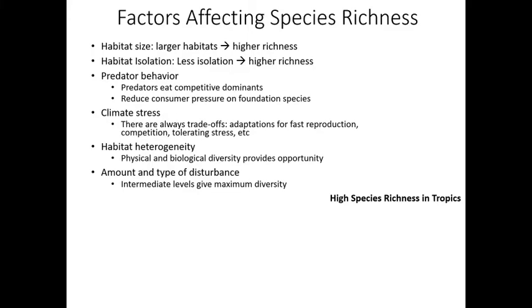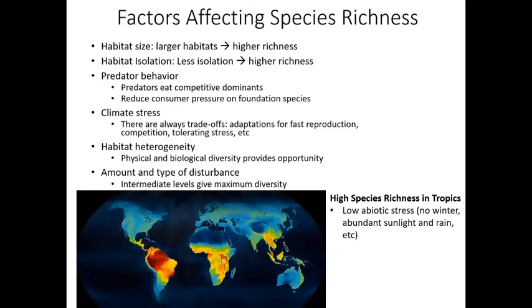And so we've talked about this briefly at the beginning of the semester, but in the tropics, so around the equator, we see the highest levels of species richness. And so here is a map that is color-coded according to species richness, and as we can see here in South America, again in the tropics, around the equator, all the way across, we see the most species richness.